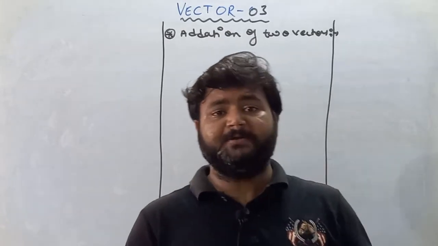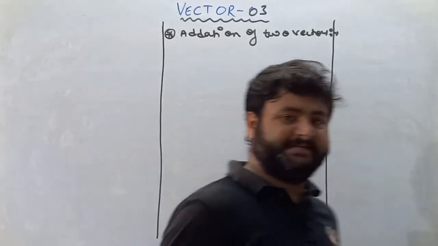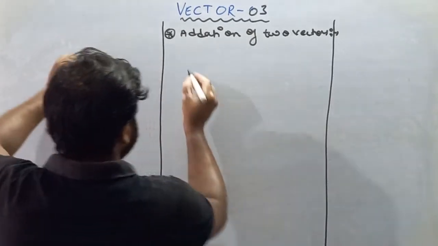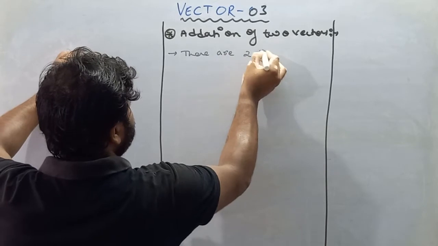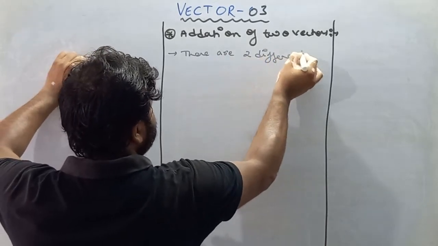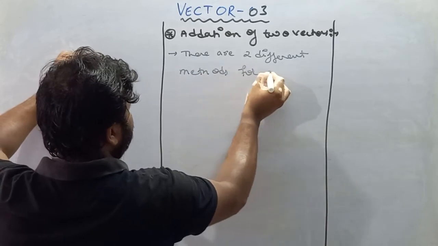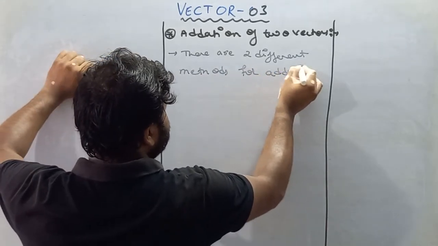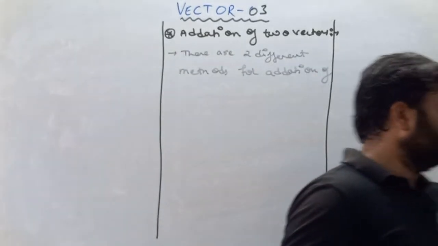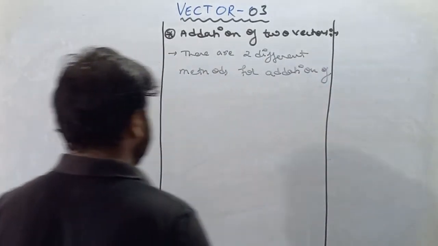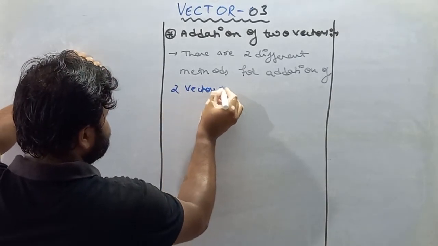We'll opt for two different methods for addition of two vectors.